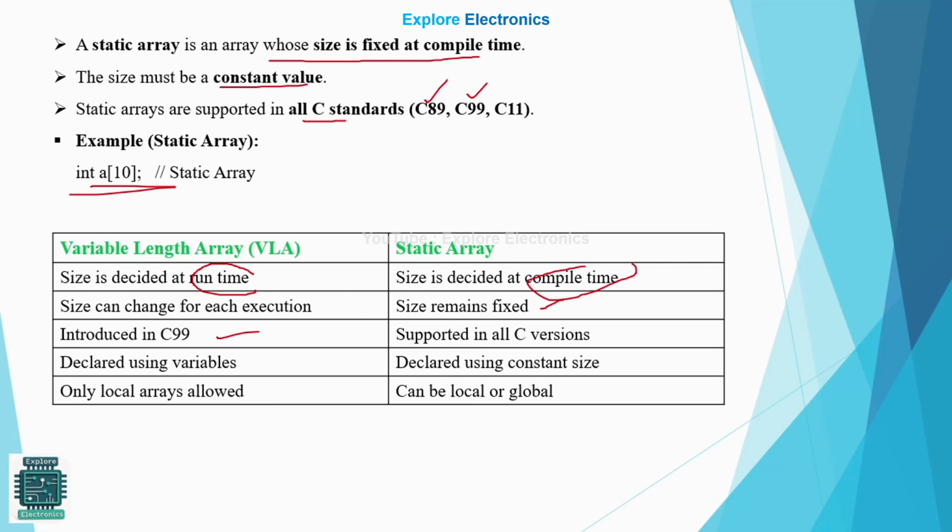That is this one. And static array is supported in all C versions and declared using constant size, and this is declared using variables. Only local variables are allowed in a variable length array. But in case of a static array, it can be local or global also.